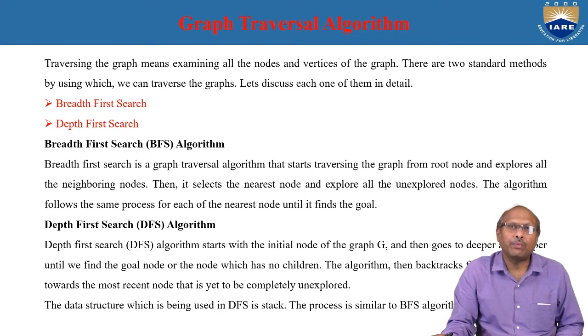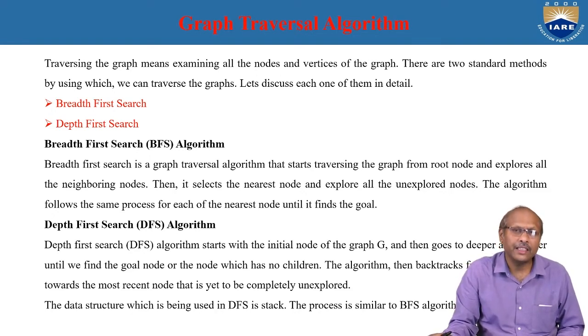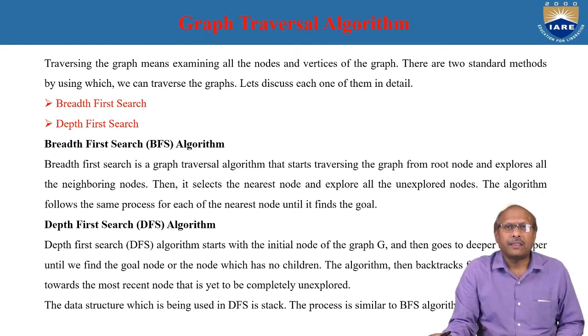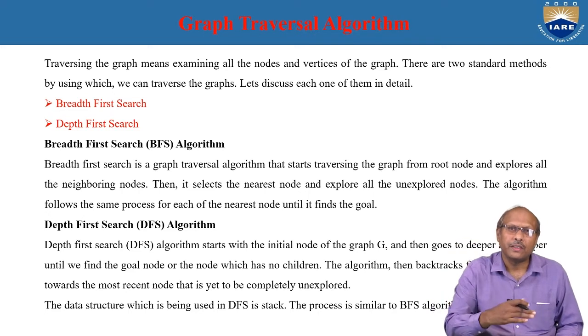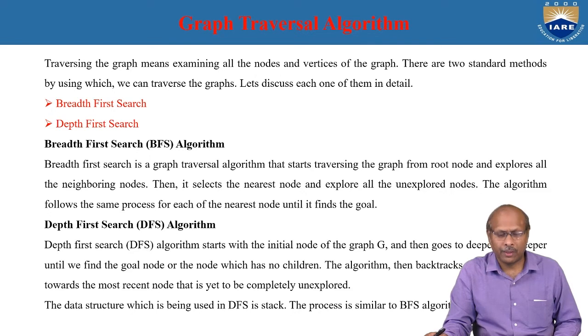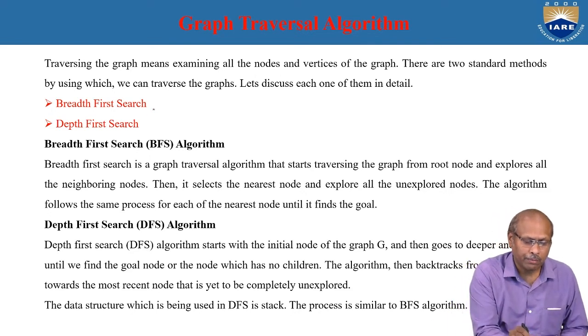There are two types of traversal mechanisms. One is breadth first search, second is depth first search. The name indicates breadth first search means level by level. The second one is depth first search, where you can go deep. So either level by level or depth level. First we'll go for breadth first search, BFS.